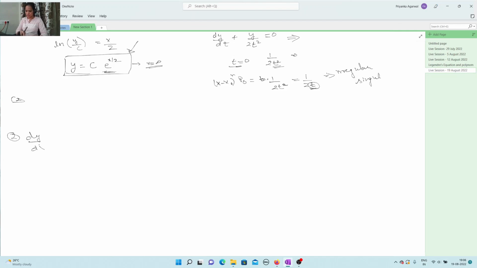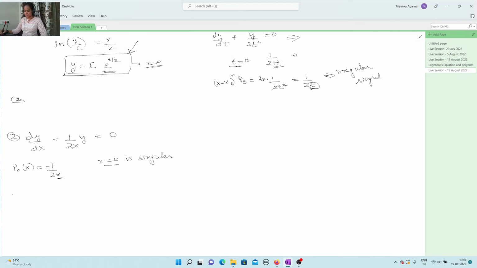dy by dx minus 1 by 2x y equals to 0. Now if you look at this equation, p0 will be minus 1 by 2x. So clearly x equals to 0 is a singular point, because this function is not defined at x equals to 0.